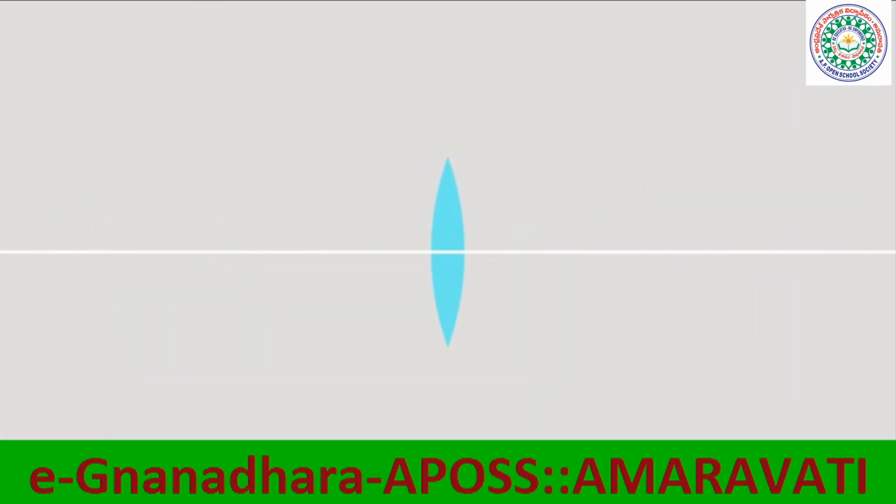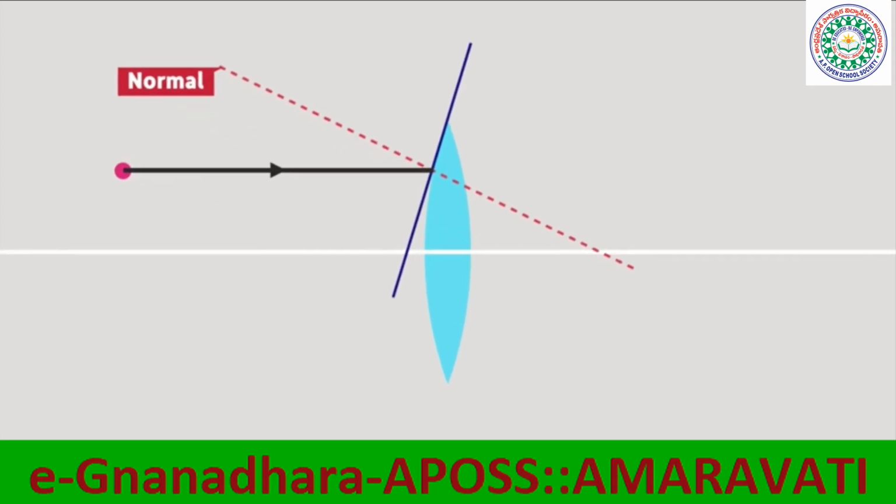Consider a convex lens and suppose a ray of light is incident onto it at an angle. This is the normal at the point where the light ray is incident. Now consider a point object here from where this ray is emerging. What will happen when it enters the lens? This ray is travelling from one medium to another at an angle, so after entering the lens, its speed will change, which will result in its bending.